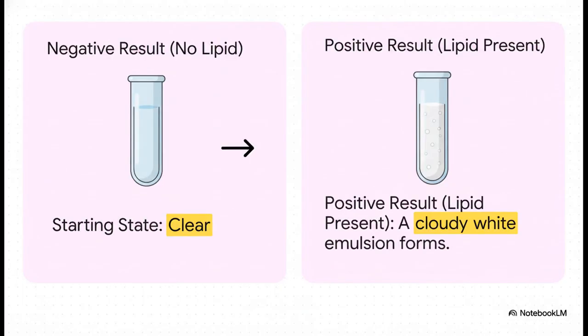If there are no lipids present, the solution will just stay clear and boring. But if lipids were dissolved in that ethanol, the moment you add it to water, they form millions of tiny droplets, creating this cloudy, milky white layer. That is your emulsion, and that cloudiness is the positive test for lipids.